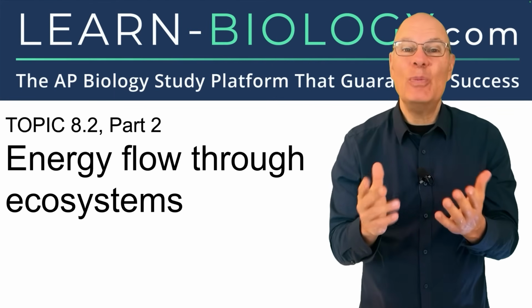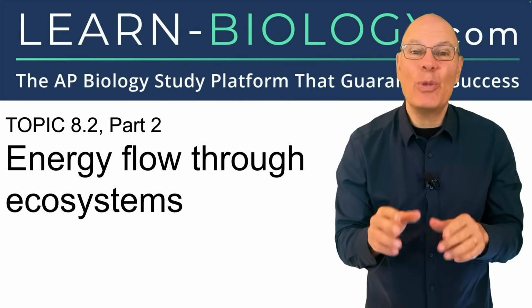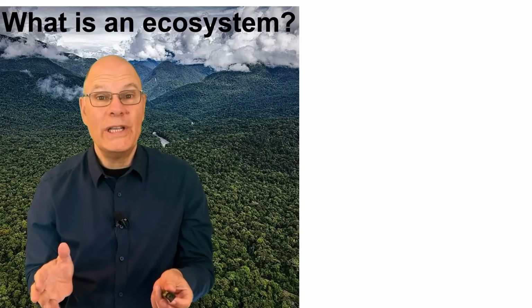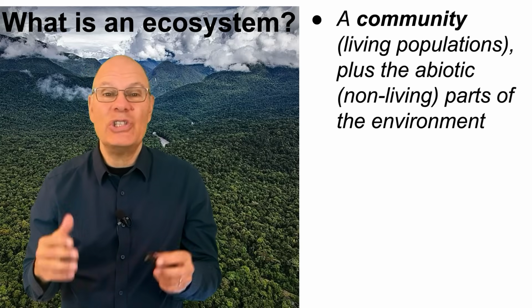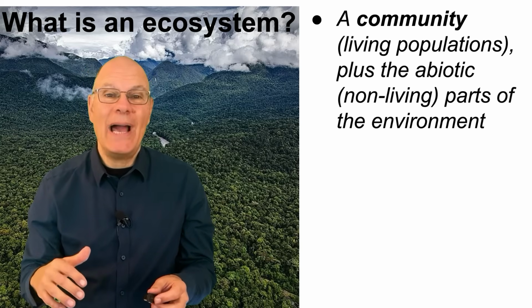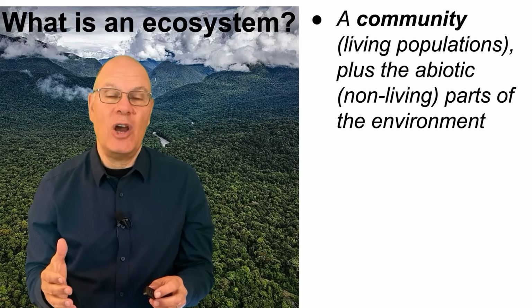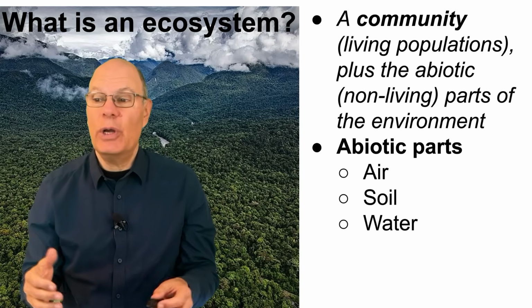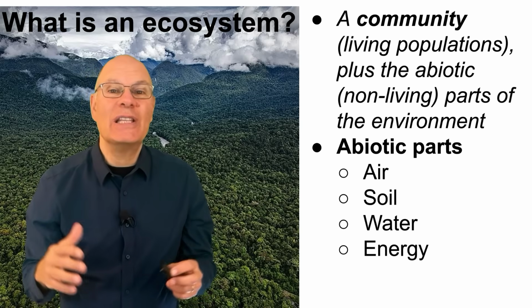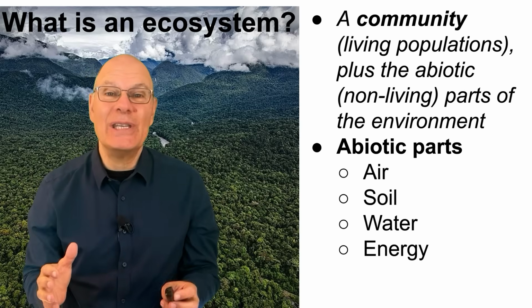Topic 8.2, Part 2, Energy Flow Through Ecosystems. What is an ecosystem? It's a community, the living populations in an area, plus the abiotic, non-living parts of the environment. Those abiotic parts include the air, the soil, the water, and the energy that's flowing through that ecosystem.